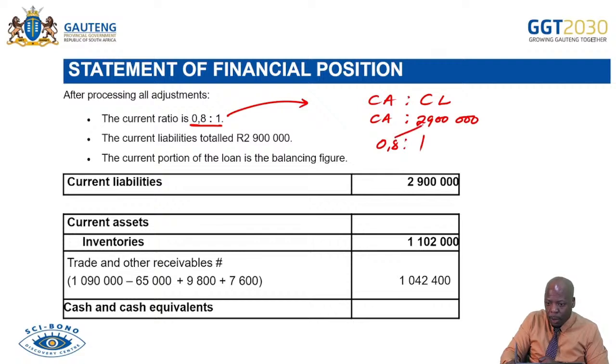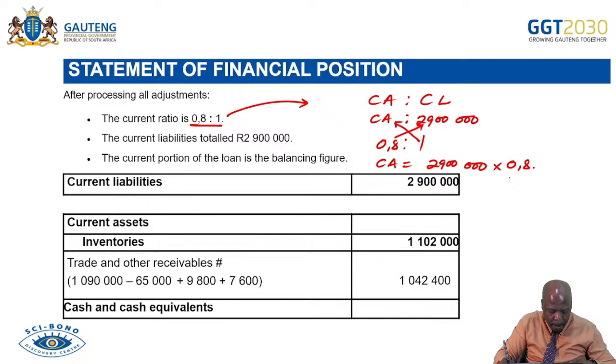So I'm going to cross multiply. Therefore, my current assets is equal to your 2.9 million multiplied by 0.8. Please, can we punch that in the calculator? How much do we get? You get your 2,320,000.